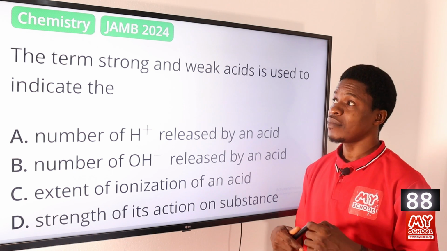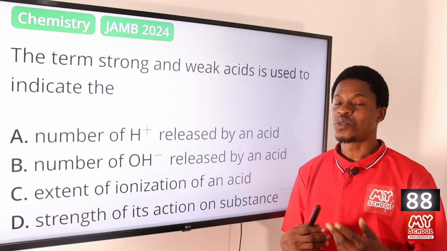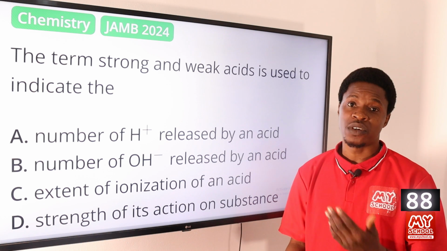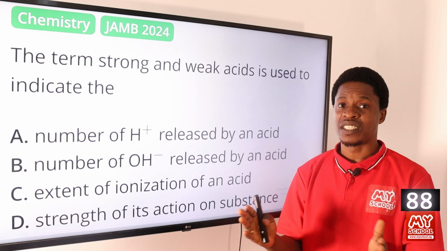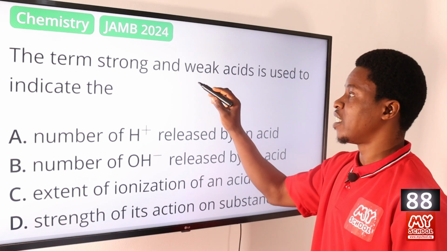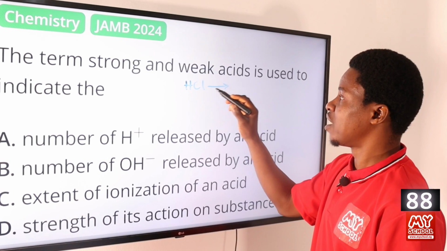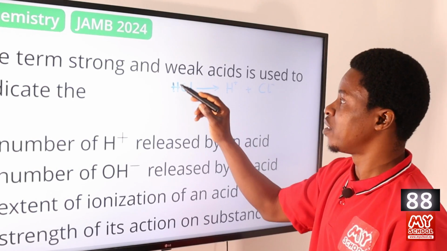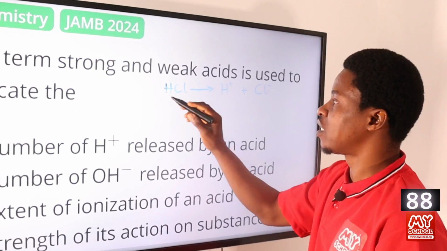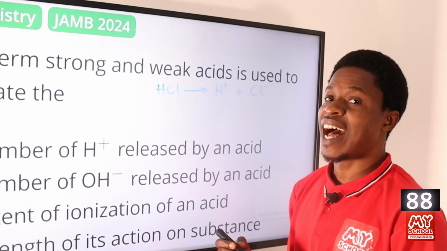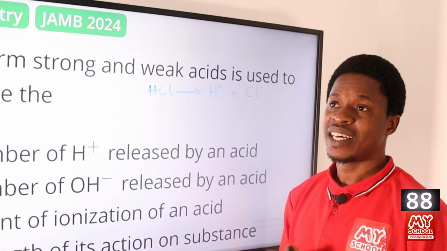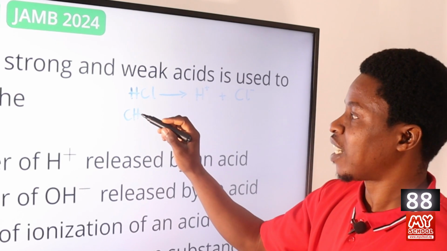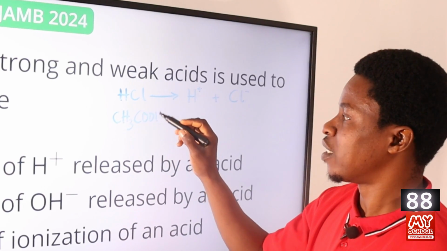When we say strong acid and weak acid, strong acids are acids that dissociate completely when dissolved in water or in solution. For instance, HCl. If you dissociate HCl, we are going to have H+ plus Cl-. The hydrogen ion dissociates, separates completely from this. So this is a strong acid. But weak acids are acids that dissociate partially when dissolved in water. When they come in contact with water, for instance, the common one, acetic acid, that's ethanoic acid, CH3COOH.